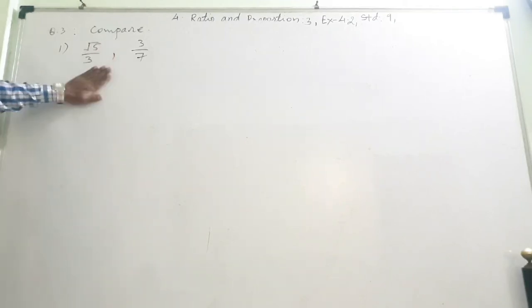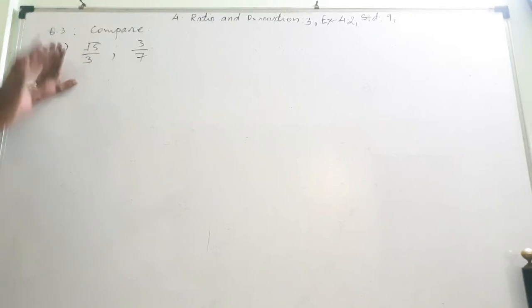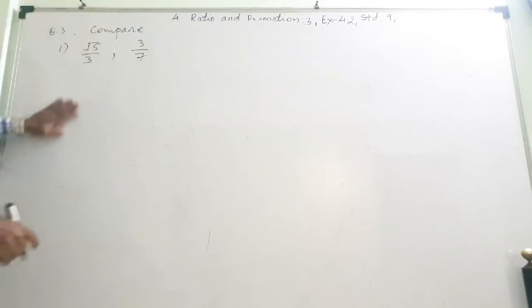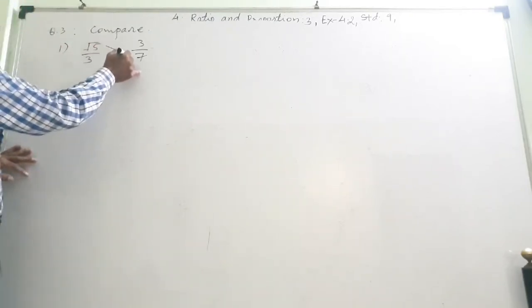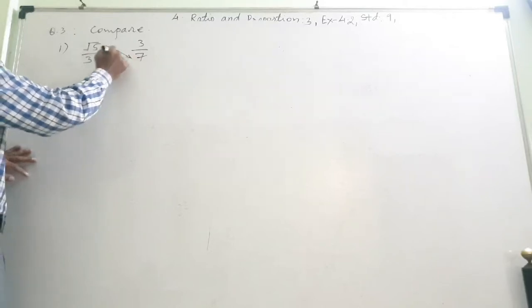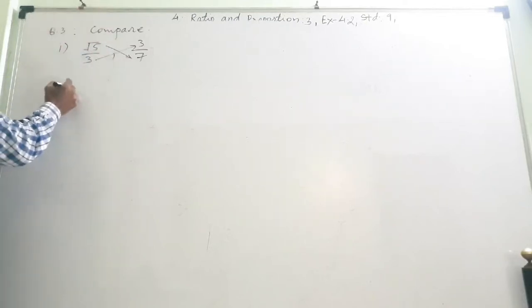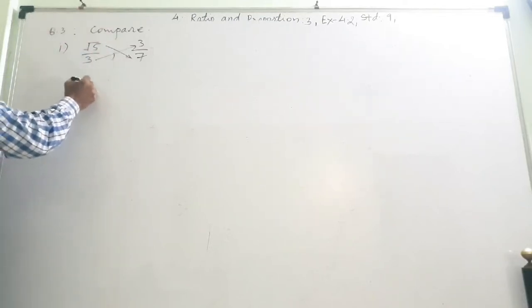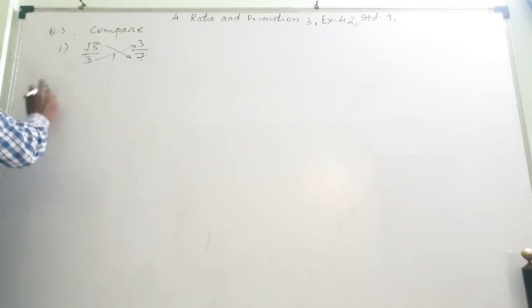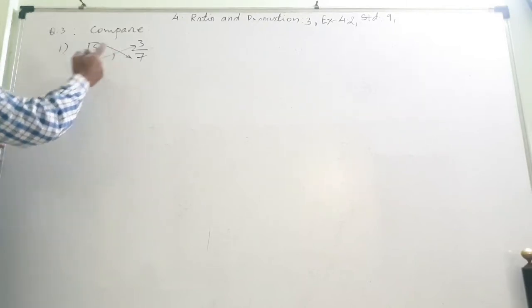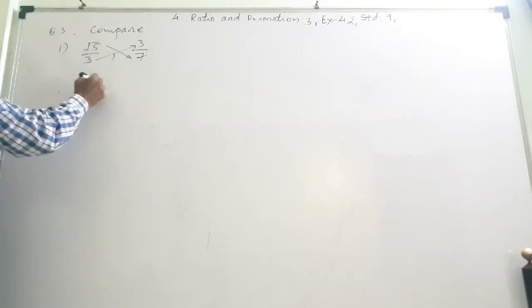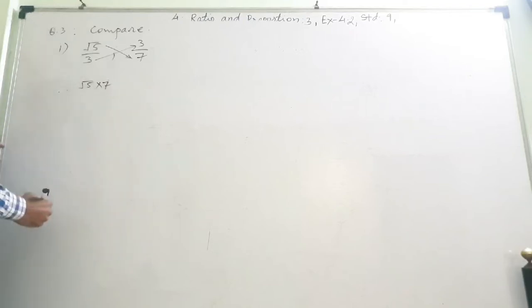Whenever there are roots, remove those roots. You can remove it afterwards. But what to do is do the cross multiplication. Do the cross multiplication. And in between give the box. That is equal to. Therefore, I will cross multiply root 5 into 7.